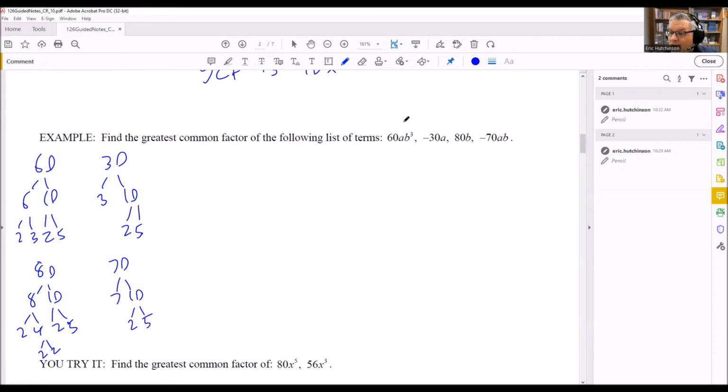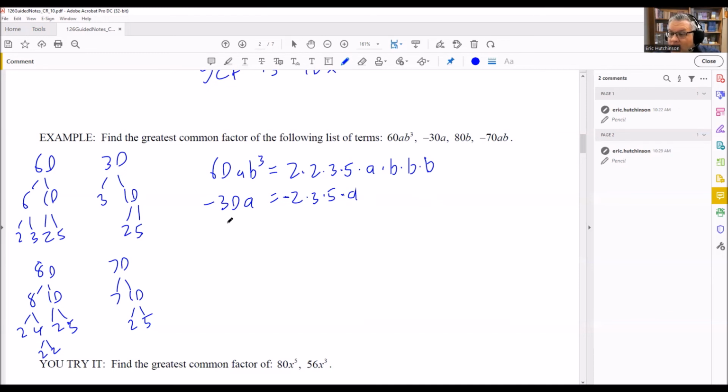All right, so now if we write each of these out, so 60ab to the third, that's going to be 2 times 2 times 3 times 5, and I have an a, and then I have 3 b's here. Next, for the 30, I have a negative 30a, which is going to be 2 times 3 times 5 times an a. And that would be it. Of course, there's a negative in there as well. So we can put the negative really anywhere. Any of these could be multiplied by a negative.